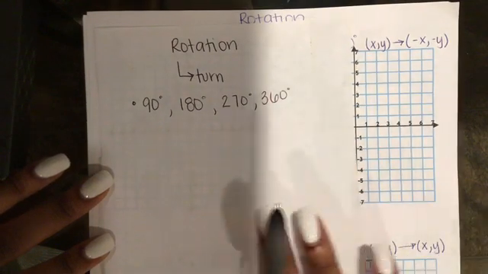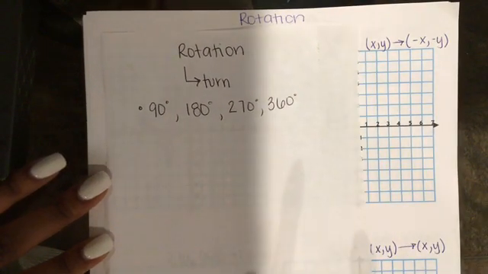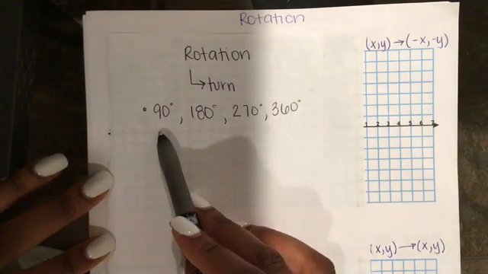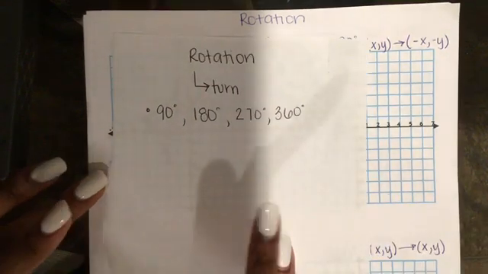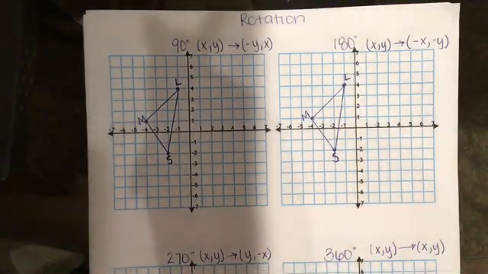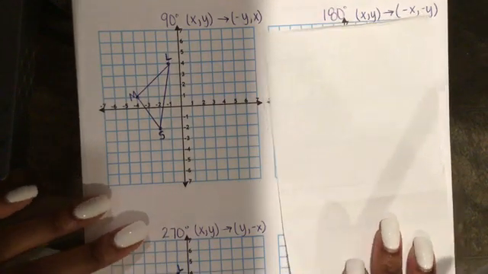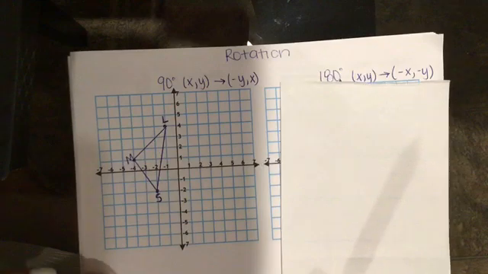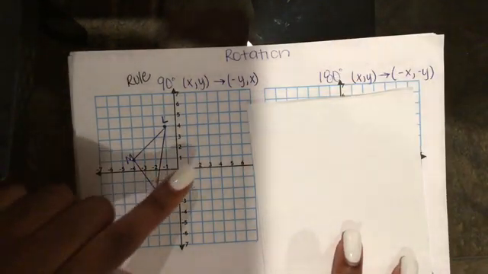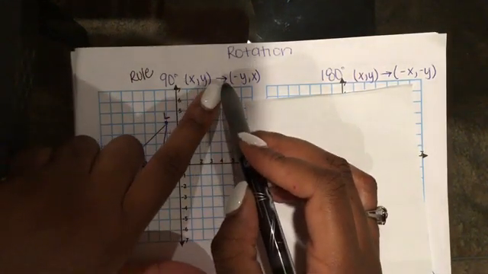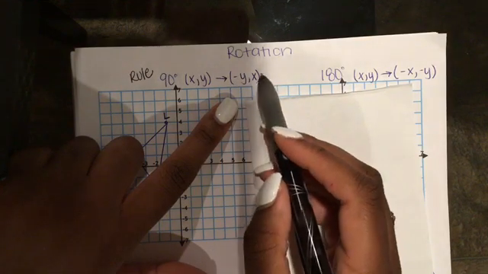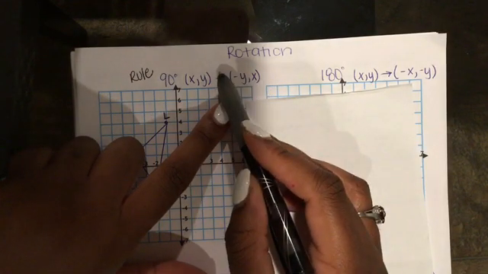So let's look at our images. We're going to do 4 examples on rotation. One of each. We're going to do one of 90 degrees, one of 180, one of 270, one of 360, okay? So we have our 90-degree rotation. Again, this is our rule. So your rule when it's 90 degrees is, it starts off as X, Y. X stays the same, it goes to the back. Y changes and moves forward.